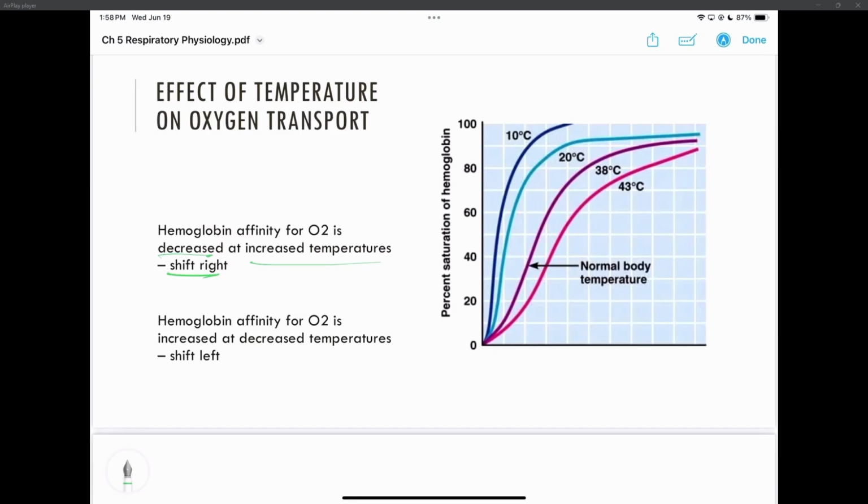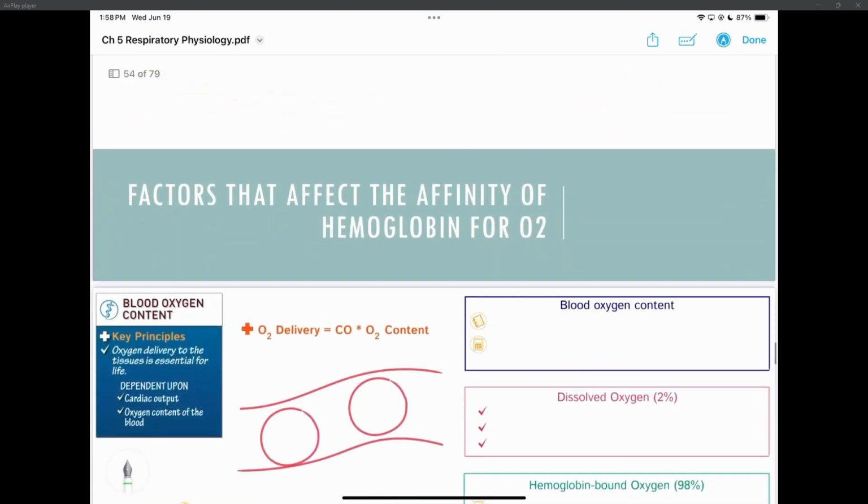The blood doesn't need oxygen, the tissues do. So when you increase the temperature, you favor unloading of O2 so it can go to the tissues where it's needed for demand. Affinity for O2 is increased with decreased temperatures. As you get colder and colder, your hemoglobin is going to bind to that oxygen tighter when your temperatures are colder. So that's the effect of temperature.